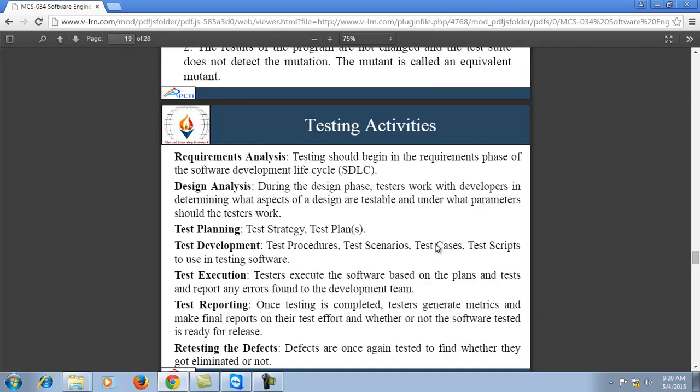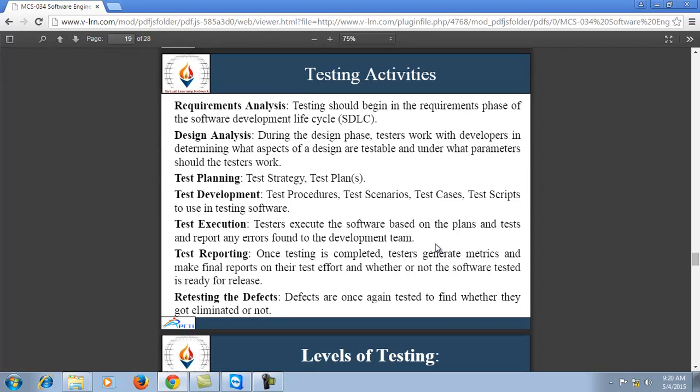You can have a view of how testing activities play a very important role in the entire software development life cycle. Here comes requirement analysis, that is, testing should begin in the requirement phase of the software development life cycle. Yes, as a sequence we have seen that testing comes at the 5th level. But the phases of SDLC involve testing activities from the very beginning, that is, from the requirement phase.